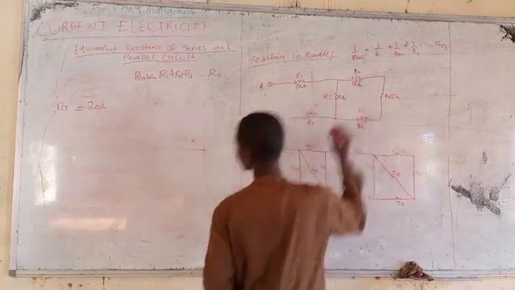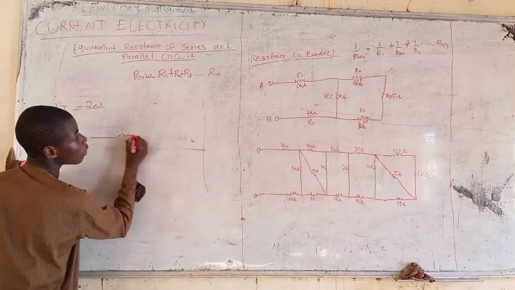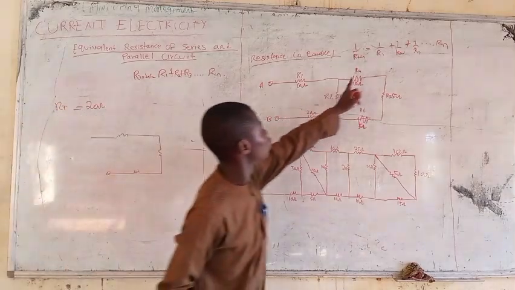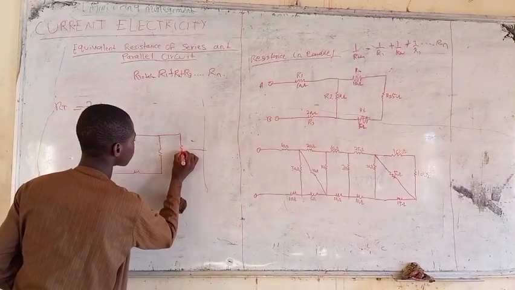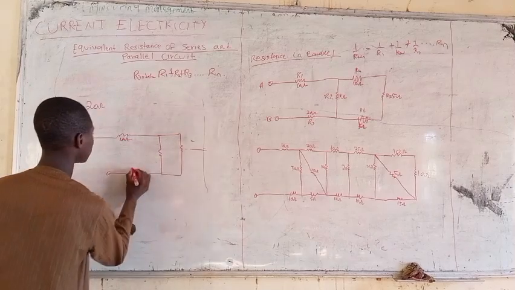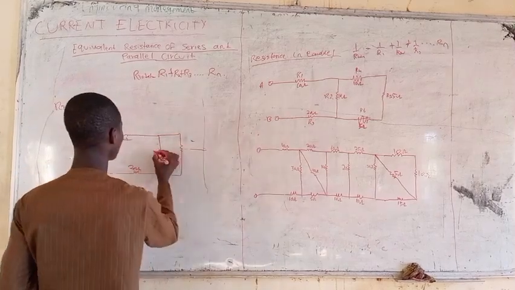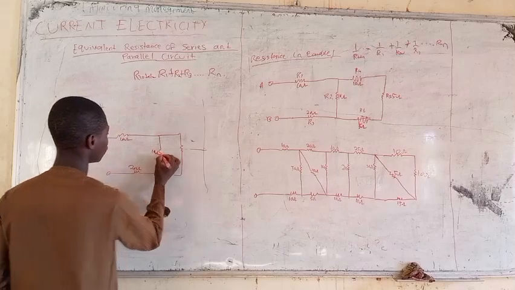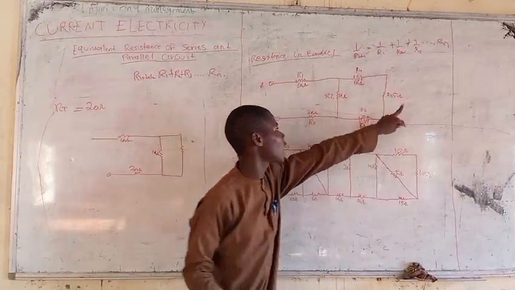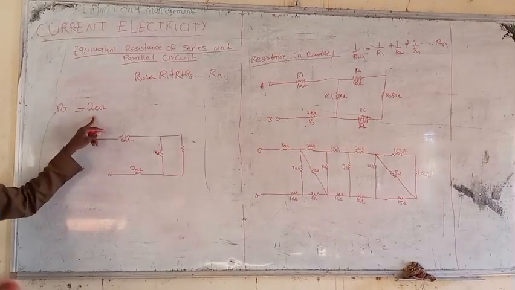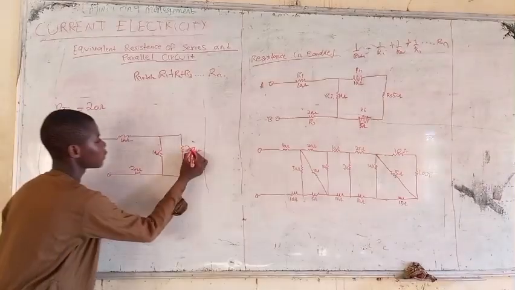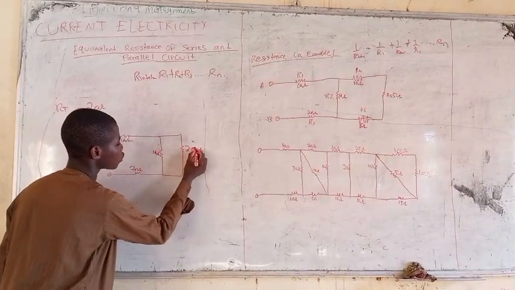Okay, let us rewrite our circuit. We have calculated all. Here is our 10 ohm, 20 ohm, 10 ohm, 10 ohm. The R total we found between R4, R5, and R6 is 20 ohm. Sorry for the handwriting. It is 20 ohm.